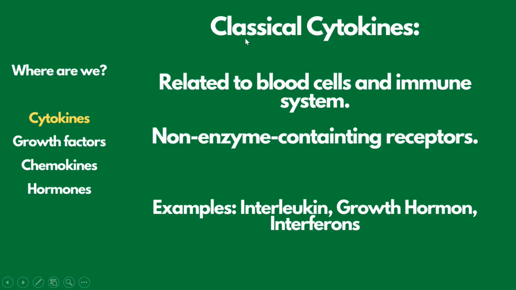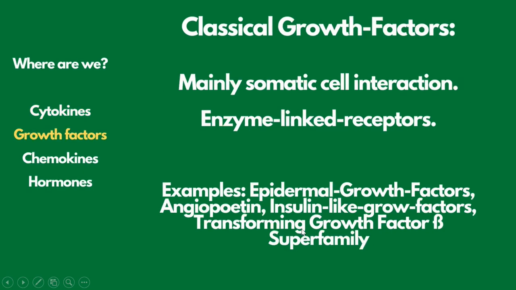So these classical cytokines are related to blood cells and the immune system. They have non-enzyme containing receptors. For example, we have the interleukins, growth hormones and interferons. And then we have classical growth factors, which support mainly somatic cell interaction, and they have enzyme-linked receptors. For example, we have the epidermal growth factor and the transforming growth factor beta superfamily, which we are talking about right now.